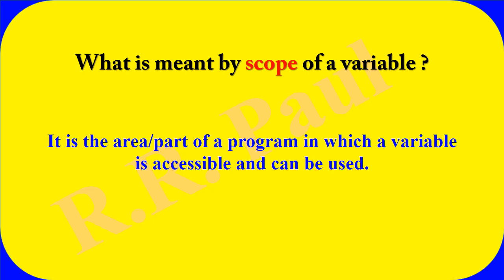What is scope of a variable? It is the part of the program in which a variable is accessible. Means the compiler is able to identify the portion in which the variable can be used.